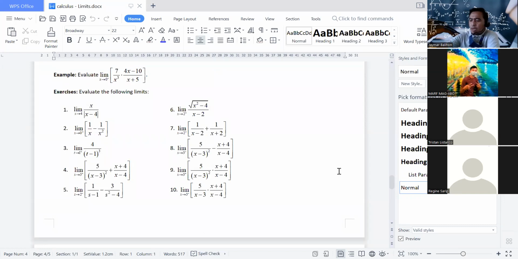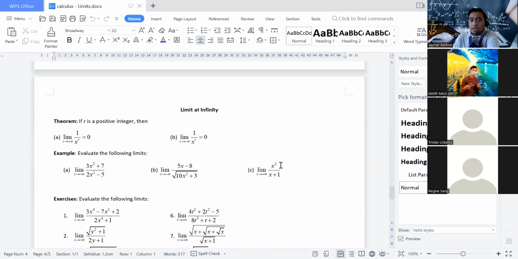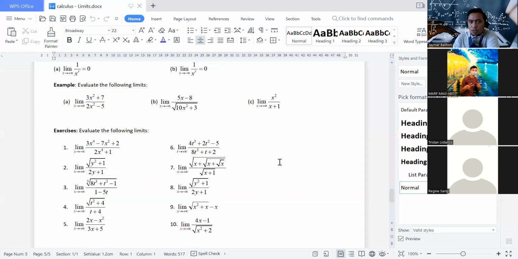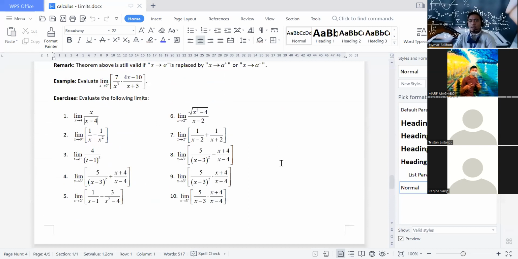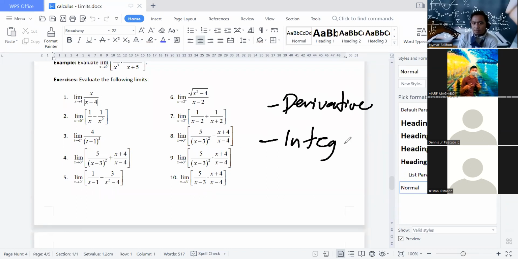And expect that probably within this week or next week, you will have your quiz on infinite limits and limits at infinity. Is it clear, class? Because after we discuss limits, we will discuss derivatives and integrals. These will be interesting discussions.